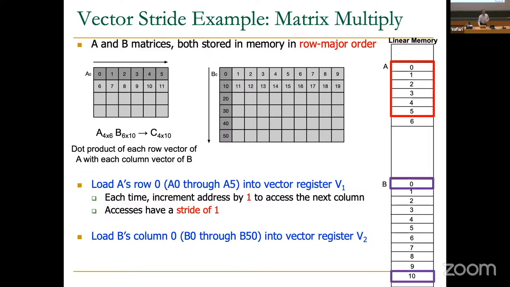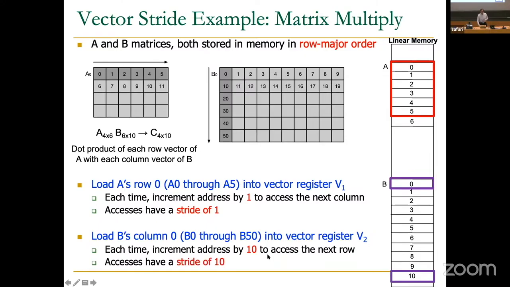Now, clearly, they're far apart from each other, right? So each time you need to increment the address by 10 to access the next row, and accesses have a stride of 10 in this case. So basically, you need to have different stride supports. You can say that, oh, why don't we lay out B in column major order? Yes, you can do that. But what if you start multiplying B with some other matrix? You cannot basically have the best of all worlds at a given time. You'll always need to have some support for strides.